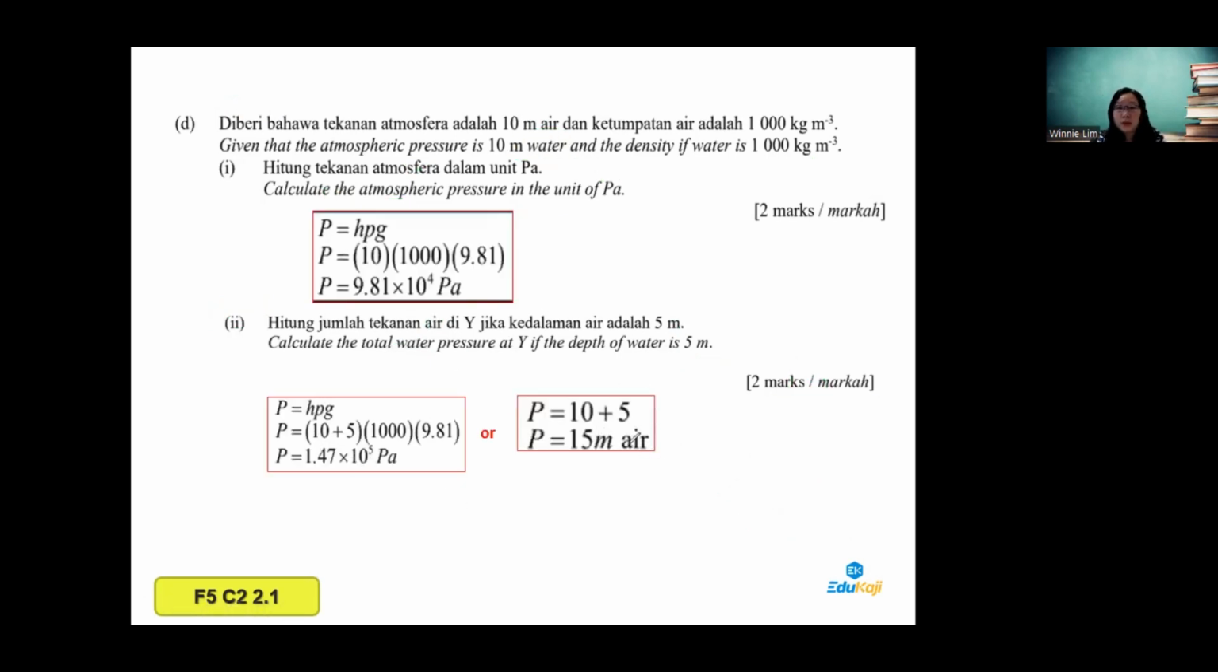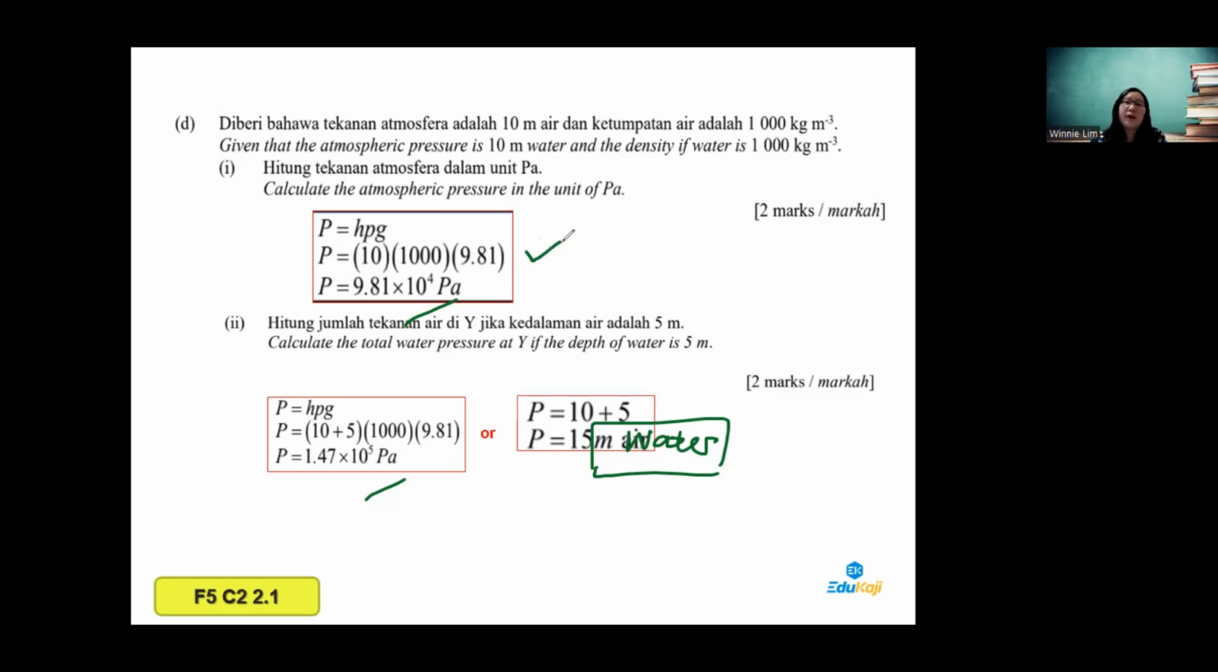15 meter water. You can just leave your unit as meter water, because meter water is another unit for pressure. Or if you want to change to Pascal, same thing, 15 times 1000 times 9.81. Then you have your answer in terms of Pascal. So whichever way is correct.